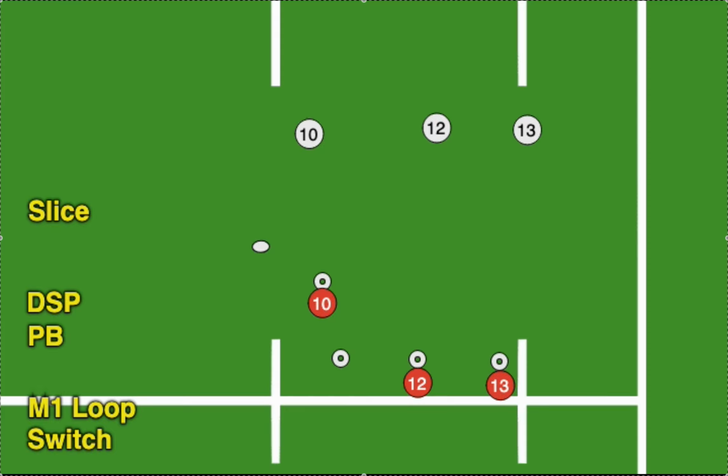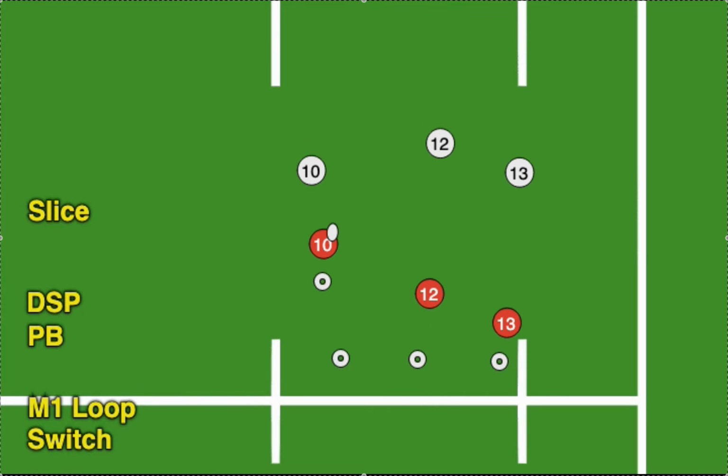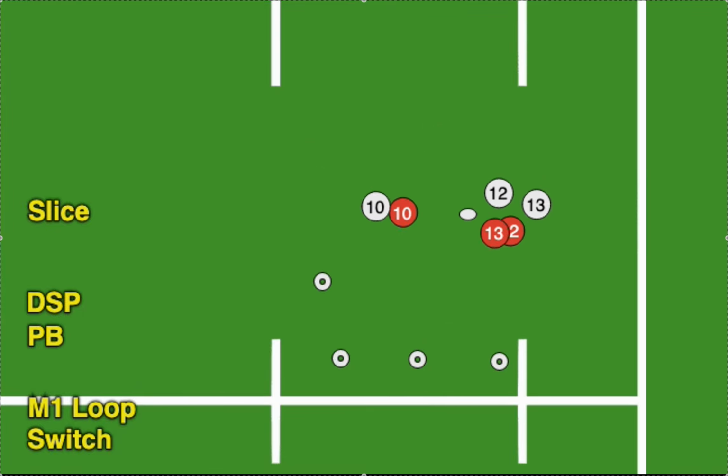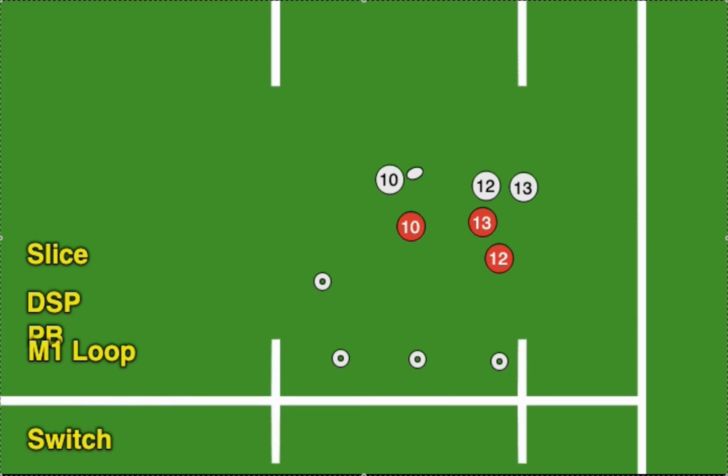Next up, slice. So slice, again, there's the space between 10 and 12, or a 12's out of position. Again, maybe have a slow to react 12. There we go. Straightforward enough.